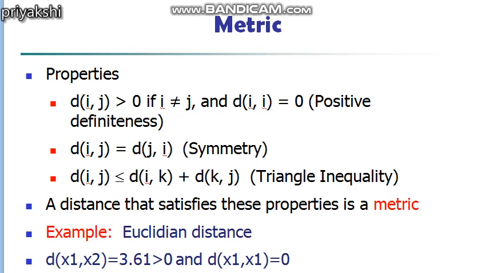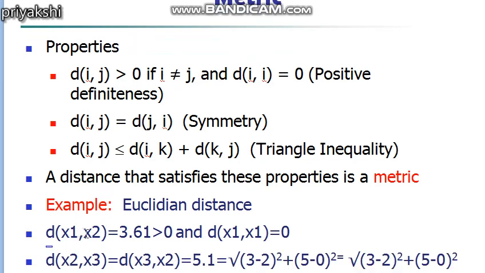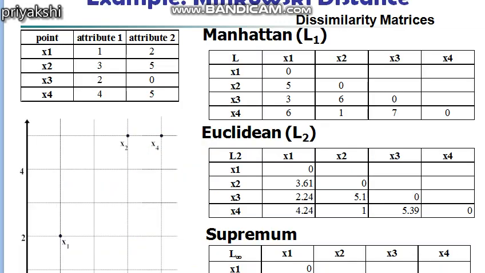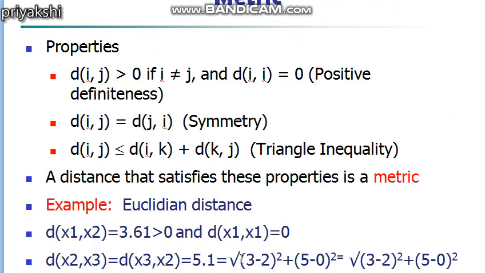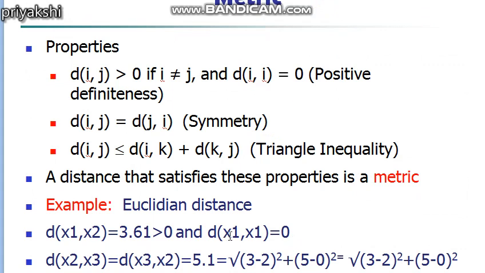So I have written here, the distance of x1 and x2 is 3.61 from this slide, or you can calculate it yourself. So I can say that it's greater than 0, and the distance of x1 and x1, where x1 is equal to x1, is 0 here. In the property I have written it here like this. So this satisfies the first positivity or definiteness property of the metric.